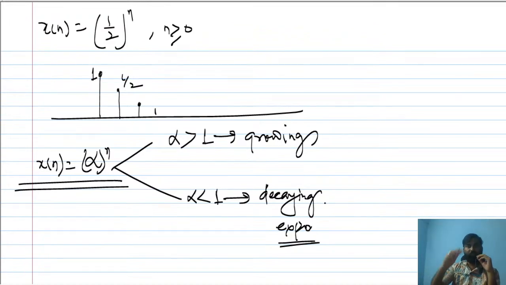Any doubt till this point? If anybody has any kind of doubt, see, I will also teach you how to graph any kind of signal, right? What are the operations? How to add two signals? How to subtract two signals? How to multiply two signals? Various operations we are going to see.